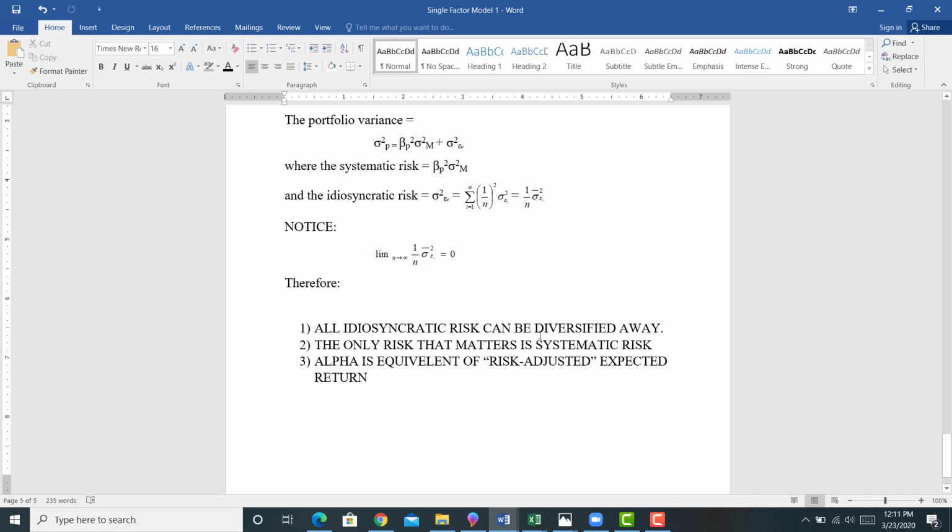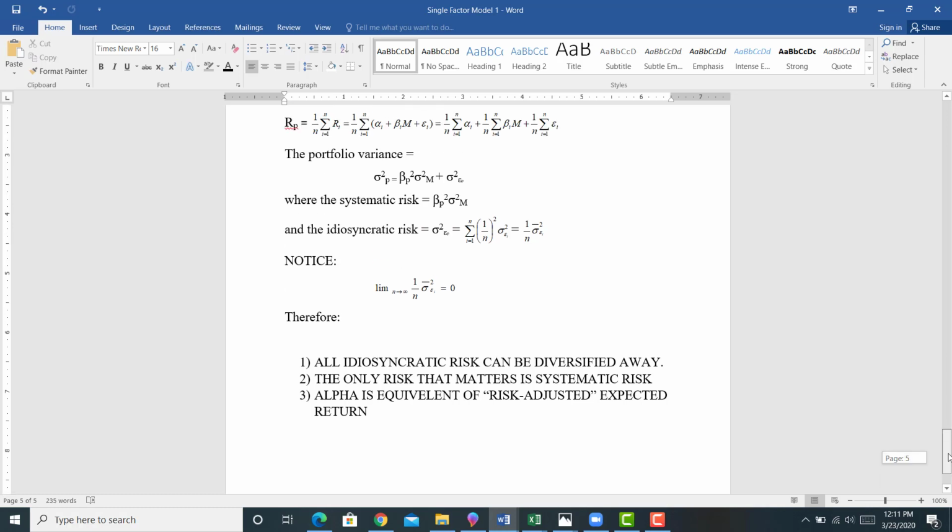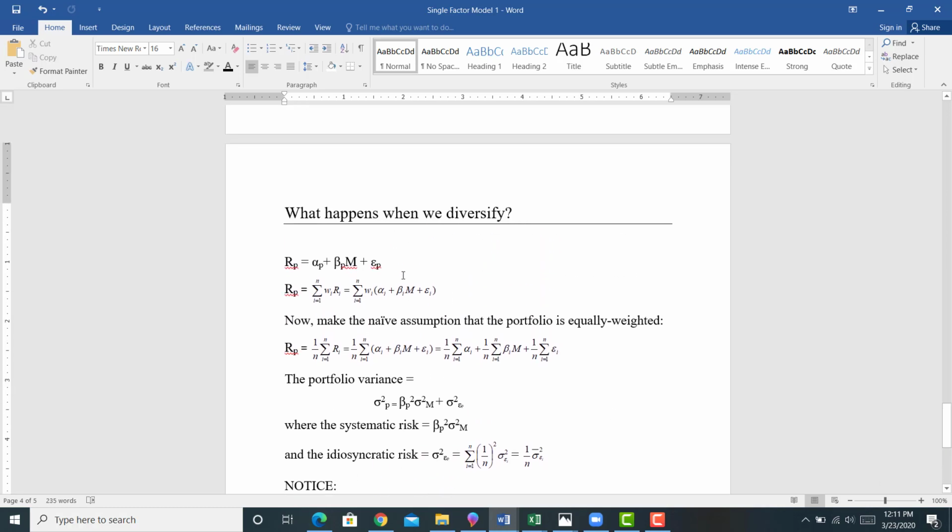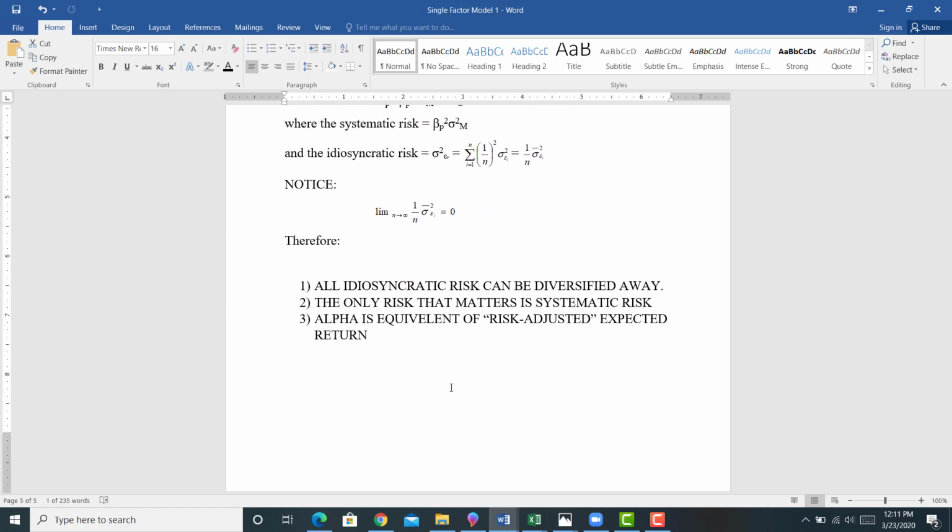This has important implications. The only risk that matters is the systematic risk. And once we know that we can diversify away all of the idiosyncratic risk, the only thing that matters, because we can't control the systematic risk event, we can't control the pandemic as an investor, is the alpha. And we call that the risk-adjusted expected return. This is going to be super important going forward. This is what I want you to understand and know going forward.